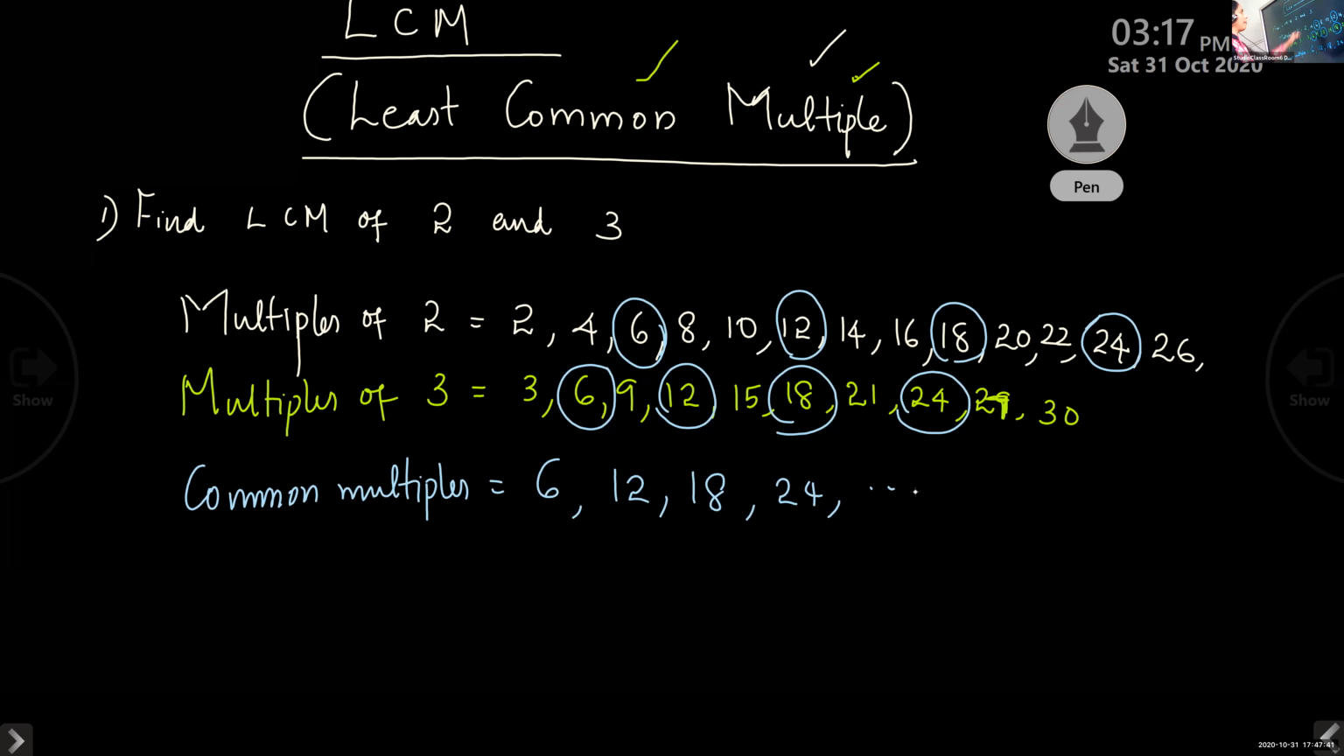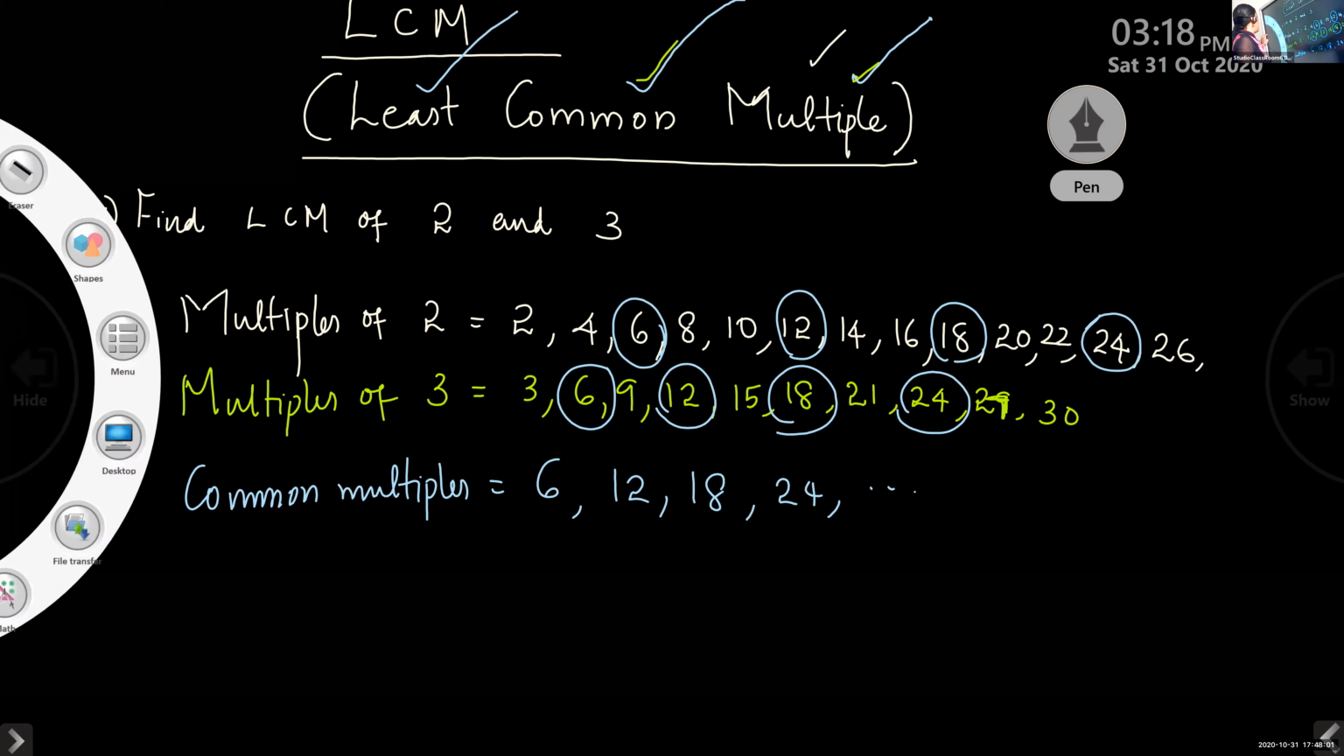Clear, children? Yes, ma'am. So you understood multiples. We wrote multiples. Clear? Yes, ma'am. And you understood the word common. We wrote common multiples. Clear? Yes, ma'am. One more word is there: least. What do you mean by least?